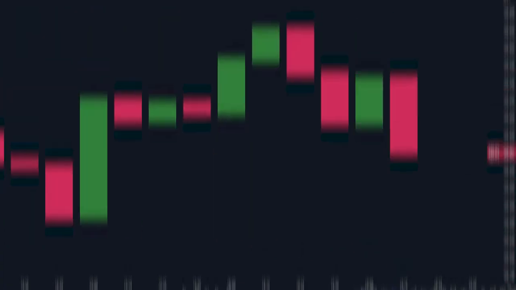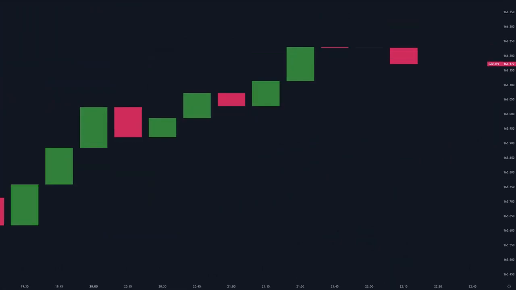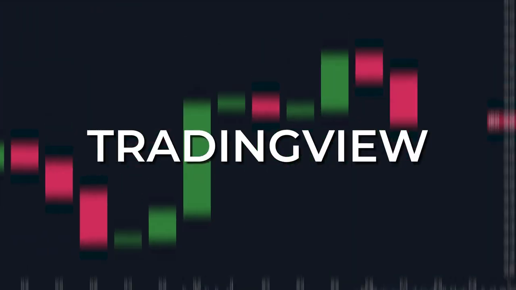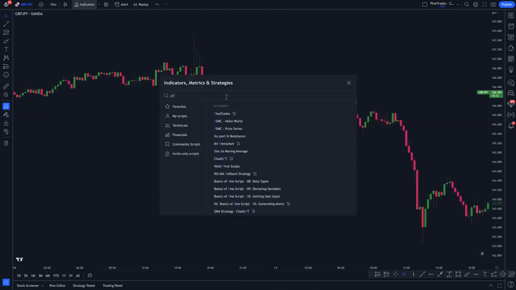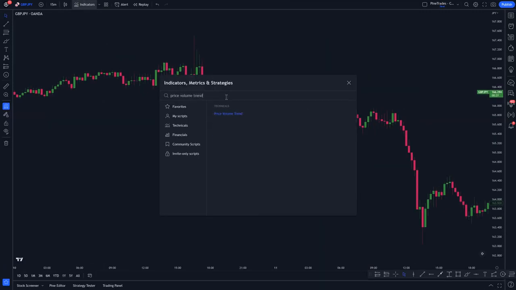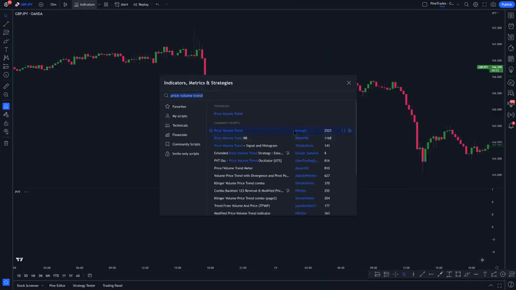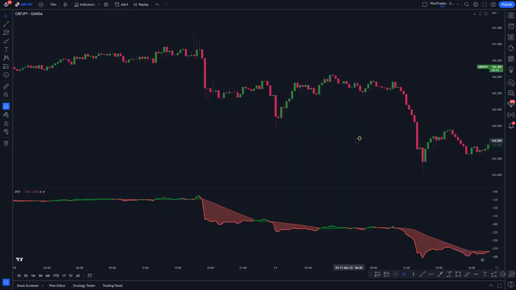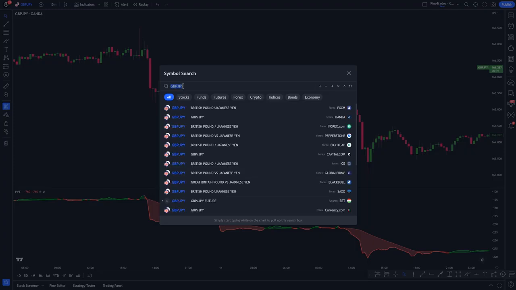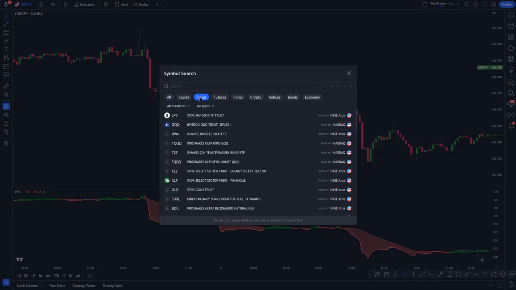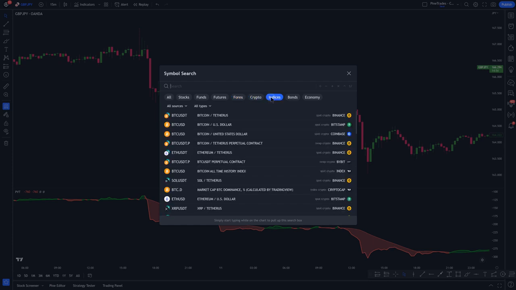To add it to your chart, you're going to go to your favorite chart platform. I use TradingView. I'll leave a link to it in the video description. Then click on Indicators, type in Price Volume Trend, and select this one by Everget. Now, for this video, we're going to do this strategy on the 15-minute time frame of GBP/JPY. But you don't have to stick to this because this strategy will work on any time frame and on any security that you like to trade.